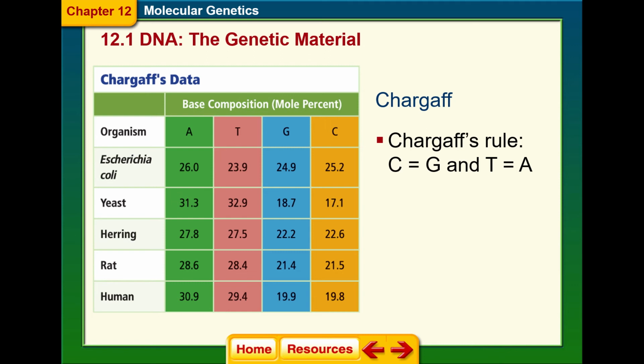By doing a molecular analysis on DNA samples from multiple species, Chargaff discovered that there were similar amounts of specific base pairs within the DNA he analyzed. Specifically, he found that the amount of adenine always corresponded closely with the amount of thymine, and the amount of cytosine closely matched that of guanine. Using this data, he proposed a rule that became known as Chargaff's rule, which states that cytosine will always pair with guanine and adenine will always pair with thymine.